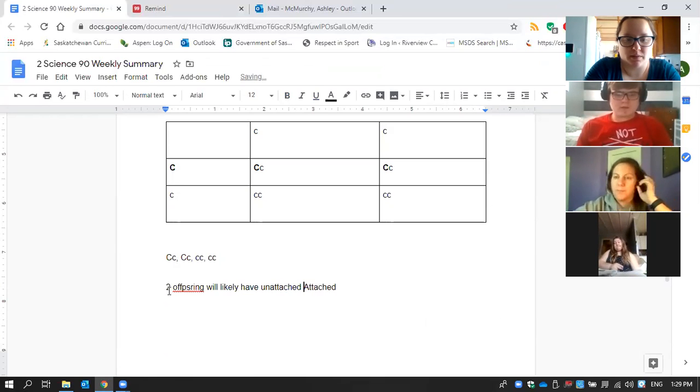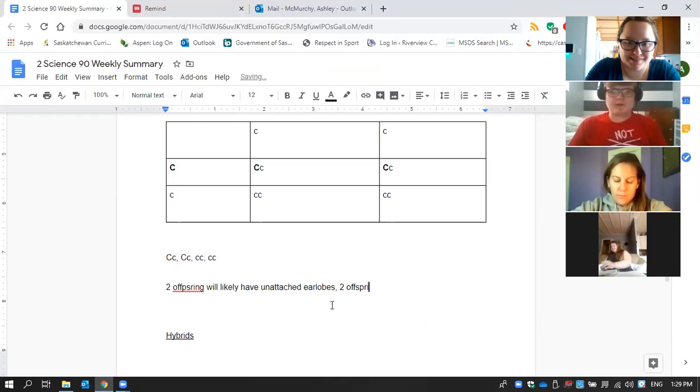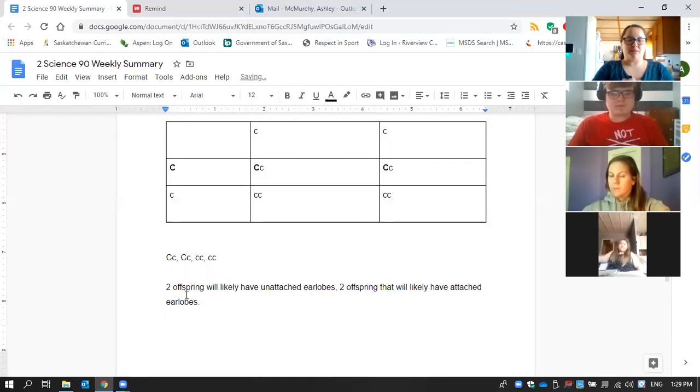Let's learn how to spell here, Miss Murchie. And then we have the other 2, which are little c's. Those are your recessive traits. And they're both recessive, meaning that the trait will show. So then we'll have 2 offspring that have attached earlobes. Awesome. Okay. There we go. Fixing up my typos there. Perfect.